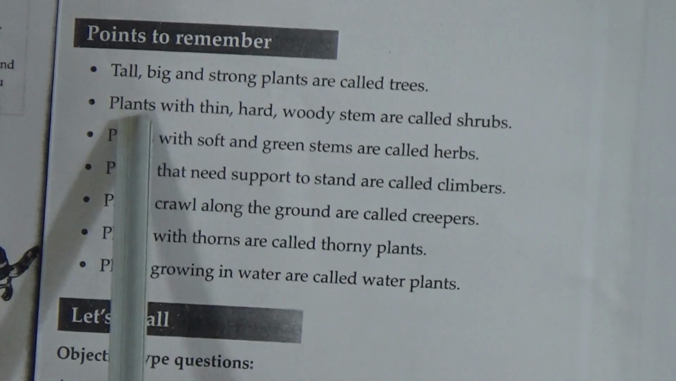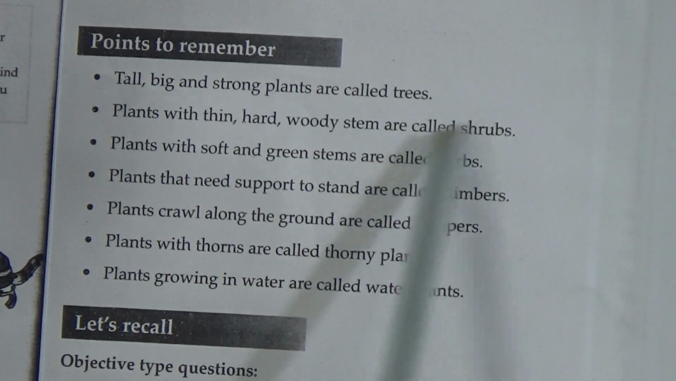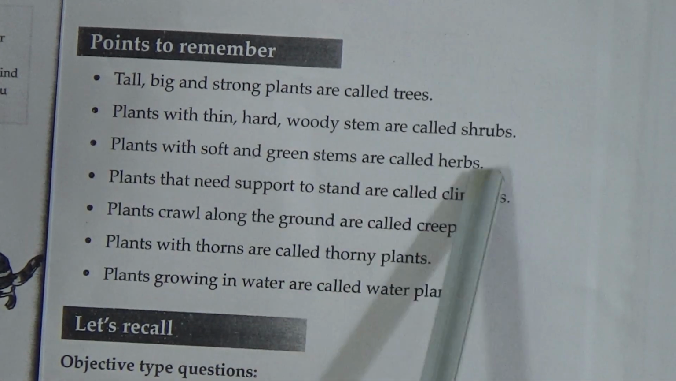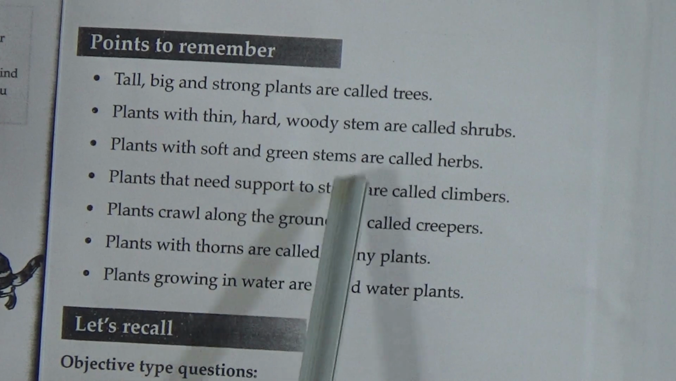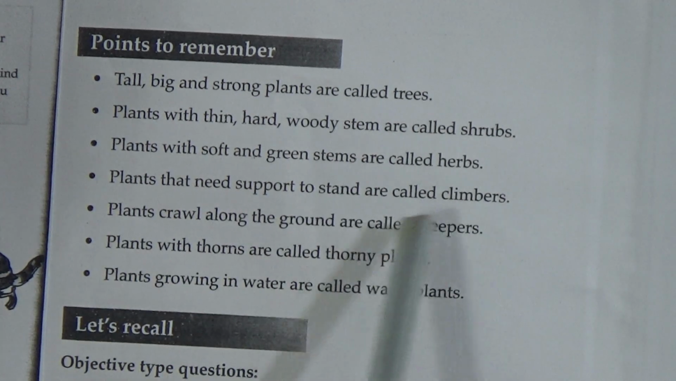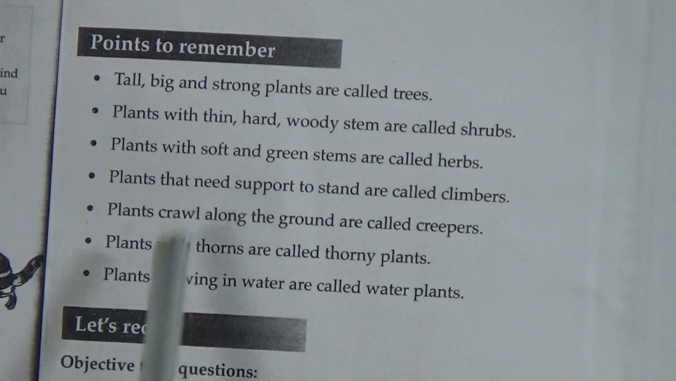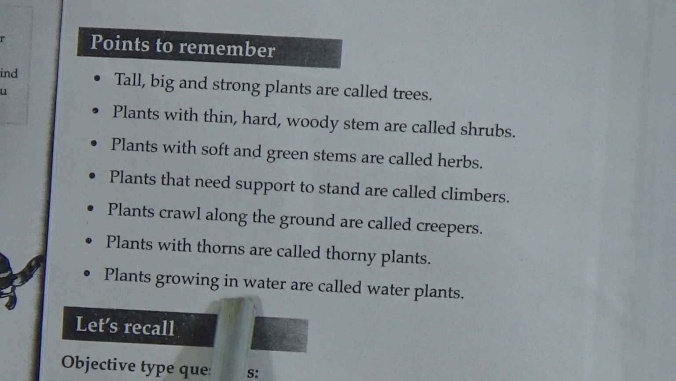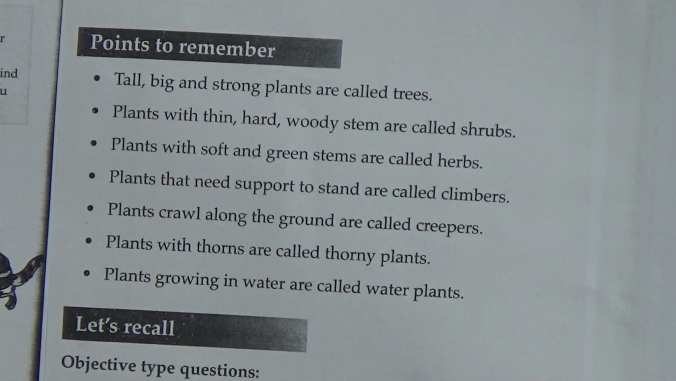Tall, big and strong plants are called trees. Plants with thin, hard and woody stems are called shrubs. Plants with soft and green stems are called herbs. Plants that need support to stand are called climbers. Plants that crawl along the ground are called creepers. Plants with thorns are called thorny plants. Plants growing in water are called water plants.